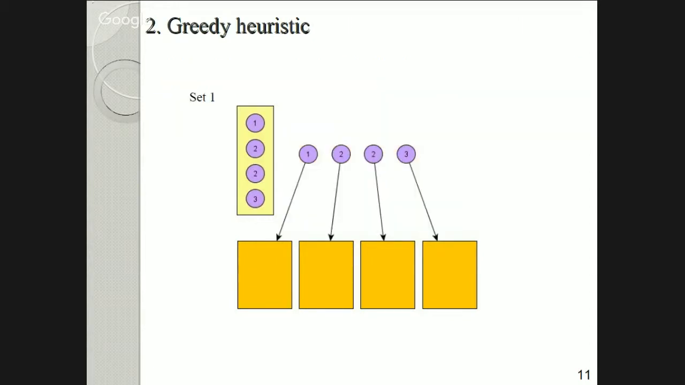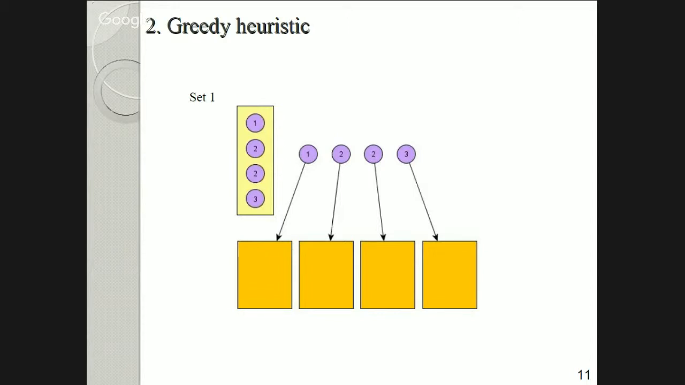And the working of this heuristic is very simple. First we select an ordering of the sets, because the solution obtained may vary if we select a different ordering.